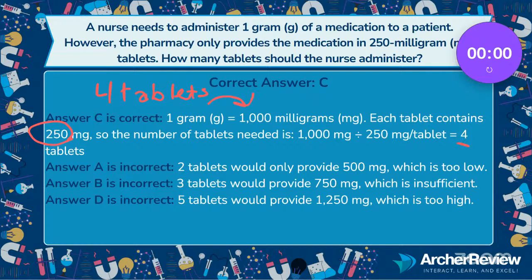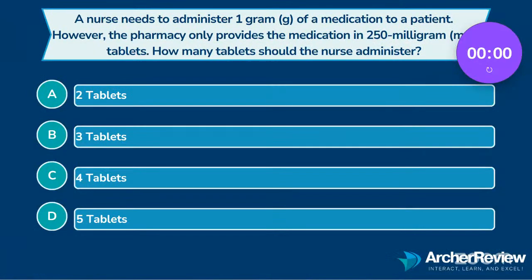Or I just kind of logically try to think in my head, okay, well, if we need 1,000 milligrams and I have 250, 250 plus 250 is 500. Okay. Another 250 is 750. Another 250, that gets to my 1,000. Oh, there we go. There's our 4 tablets. So you could kind of think of that logically as well. Now let's take a look at our other responses.